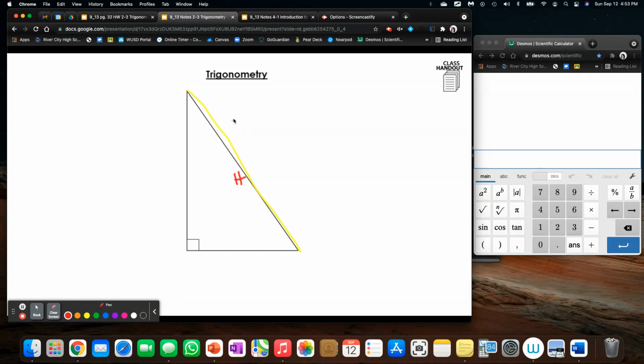The hypotenuse is the easiest thing to identify because it never changes. So this is the hypotenuse, and it never changes. It's always across from the right angle. What I like to do is highlight our hypotenuse. It makes it easy to find, okay?